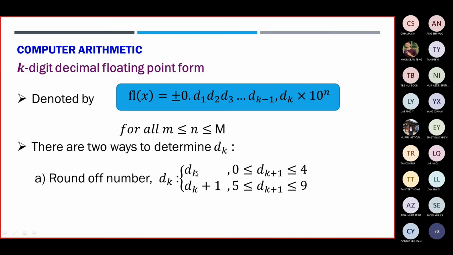Say for example, Nor Azi wants to calculate 2.7. So when you round up the 2.7, what will be your answer, Azi? Nor Azi, are you here?